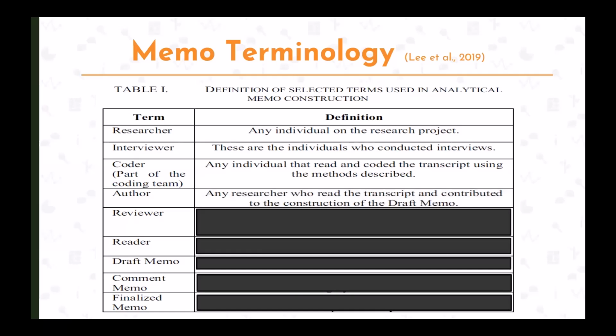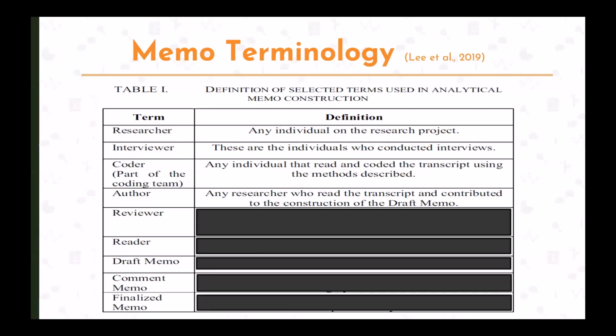But a coder is also writing down memos about their coding process, about what they're observing. So if you write down a memo about this data, you are the author of that memo. And if that memo is the first memo that you write about that participant, you are the author of what we call a draft memo.